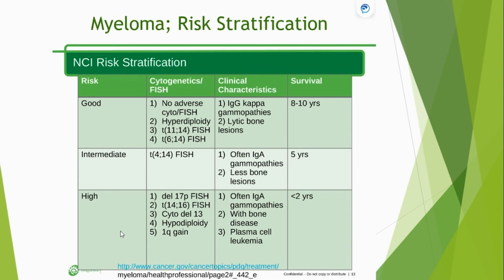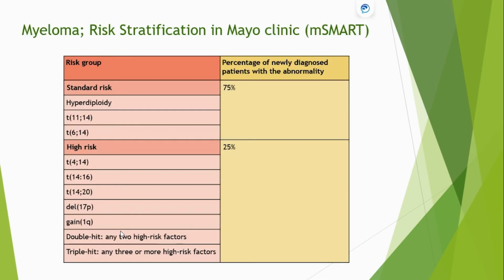However, Mayo Clinic does not like this. They put patients in two risk groups, standard versus high risk. They push the 4;14 into the high risk group, and then 75% of the patients show the standard risk abnormalities: hyperdiploidy, 11;14 translocation, and 6;14. The other 25% have all different kinds of translocations, gain of 1q, and deletion of 17p. Also, much as it's introduced in lymphoma as double or triple hit, you can have multiple of these factors together, and that pushes the patient to the high risk group.